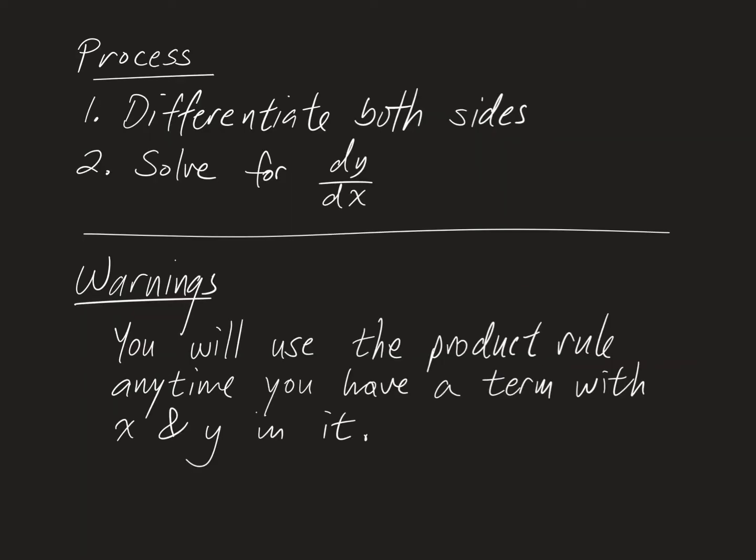So how do you find an implicit derivative? Well, the first thing you're going to do is differentiate both sides, and this is a big step. So I go into more detail on this in the examples. And then from there, you want to solve for dy dx. The only warning I have for you is you will use the product rule or possibly the quotient rule anytime you have a term with an x and a y in it.